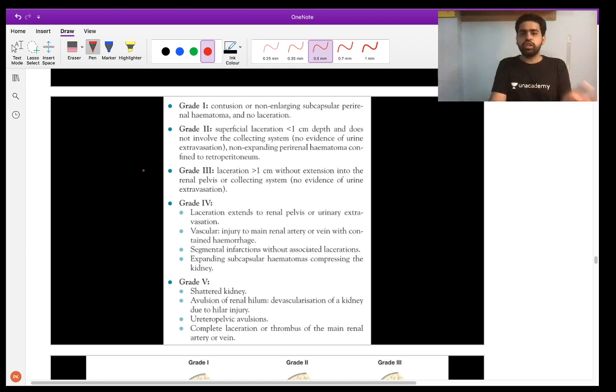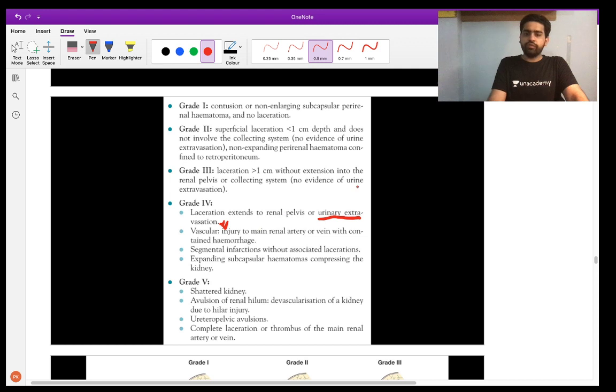Third, there is a laceration which is more than 1 centimeter, but still it does not extend into the renal pelvis and the collecting system, no extravasation of the urine. Okay, so there is no extension to the collecting system, and there is no extravasation of urine. So extravasation of urine, if at all it occurs, it is a grade 4. Okay, so in grade 4, what happens? It is a bit detailed. So the laceration which extends into the renal pelvis, and there is a urine extravasation. So this is a buzzword. So urine extravasation, it starts from grade 4.